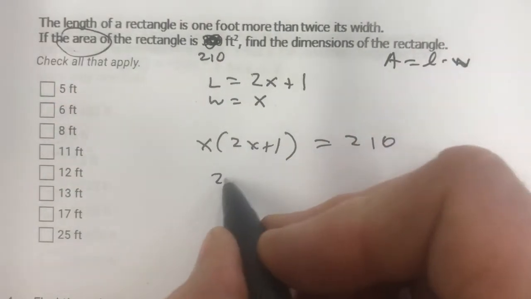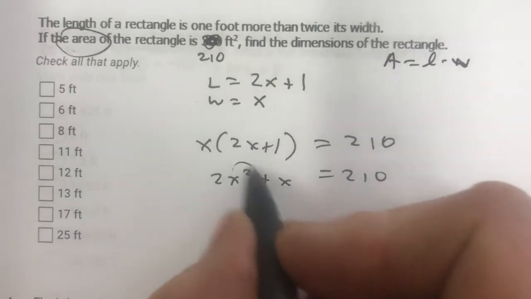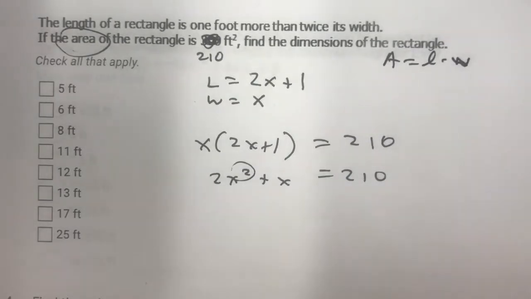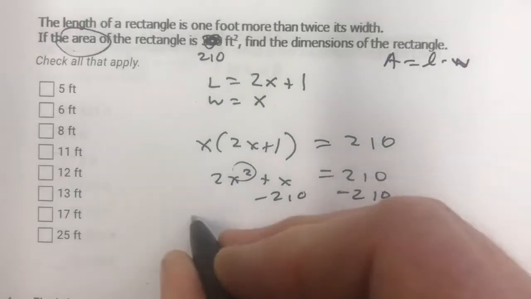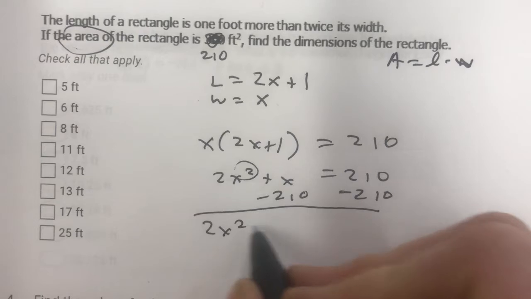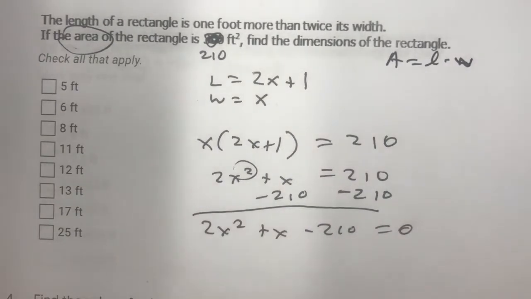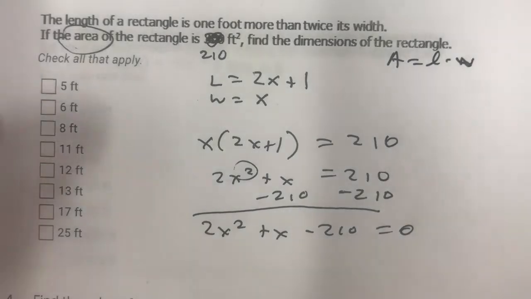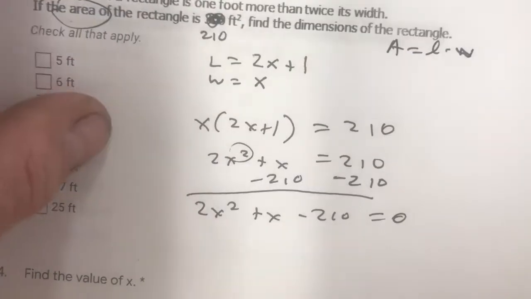And I distribute, so it's going to be 2x squared plus x equals 210. This is quadratic because x is squared, so it has to equal 0. So I subtract 210. I get 2x squared plus x minus 210 equals 0. And now I'm ready to use the quadratic formula. Okay, so let me get another piece of paper.